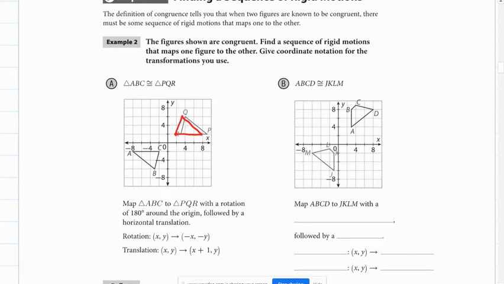So notice that each line on this grid is 2 units, and so it's actually shifting only 1 unit. So if I just slide this 1 unit to the right, it lines up perfectly. And so it takes a 180-degree rotation followed by a translation 1 unit to the right. So this is the algebra for the rotation. This is the algebra for the translation.